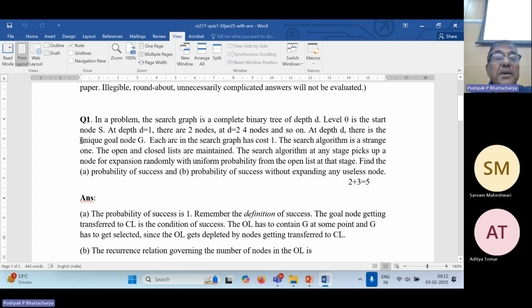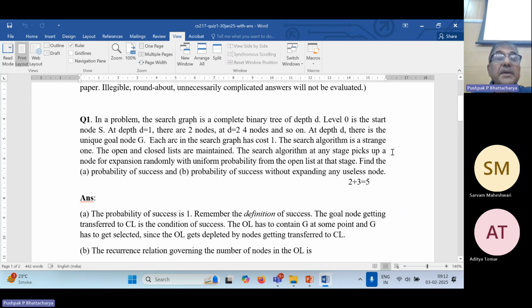Level 0 is the start node S. At depth D equal to 1, there are 2 nodes, and at depth D equal to 2, there are 4 nodes and so on. At depth D, there is the unique goal node G. So this means that there is a path from S to the goal node. Each arc in the search graph has cost 1.